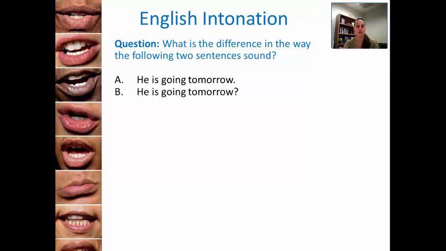The first one is, he is going tomorrow. Okay, I'm going to say it again for you. Listen closely and listen to the end of that sentence. He is going tomorrow.